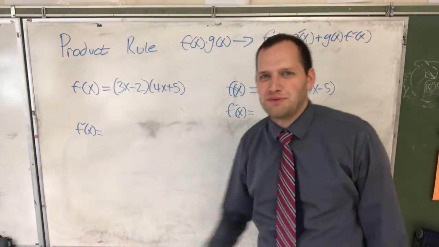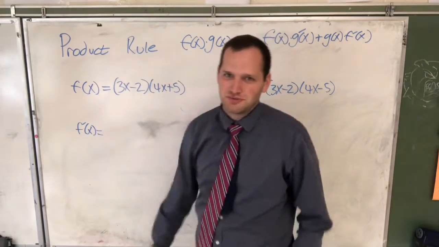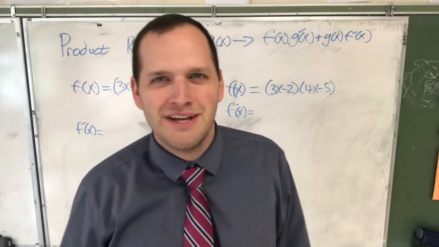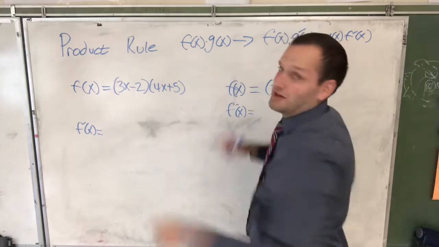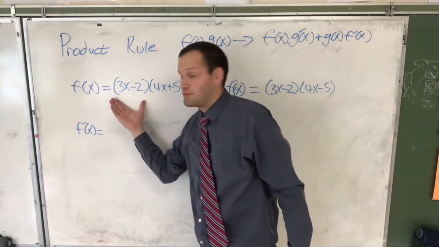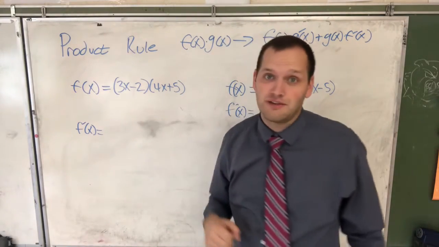Alrighty guys, the next rule that we're going to learn about is called the product rule. Now product means multiplication. So we use the product rule whenever we have two functions that are being multiplied together. For instance, we have 3x minus 2 and 4x plus 5.